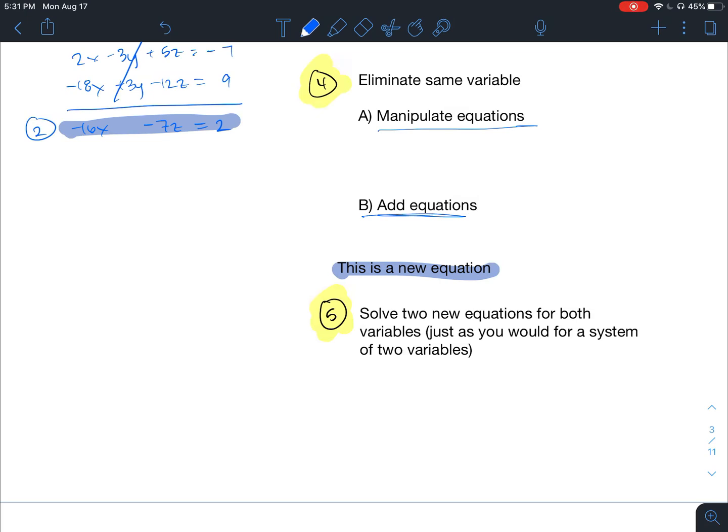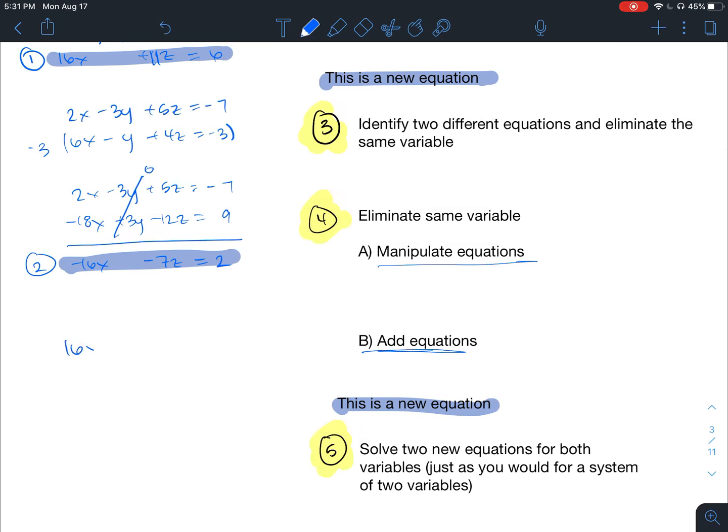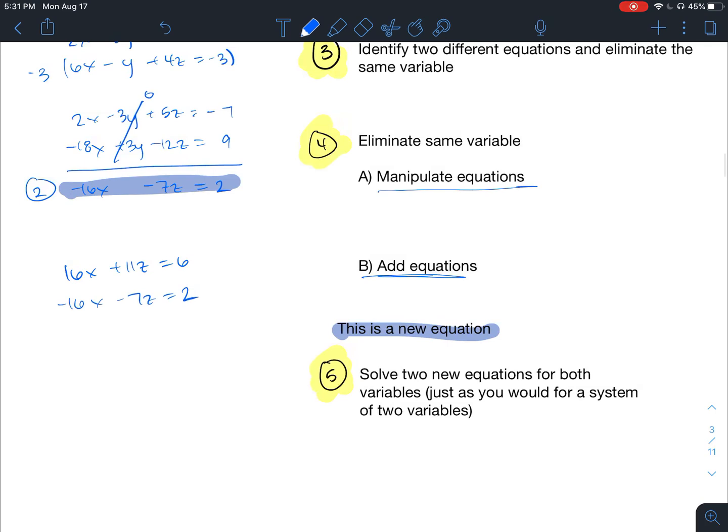So for our fifth step, we're going to write down both these equations. 16x plus 11z equal to 6. Negative 16x minus 7z equal to 2. So these are two new equations, and notice now, look how many variables we have. We just have two variables.